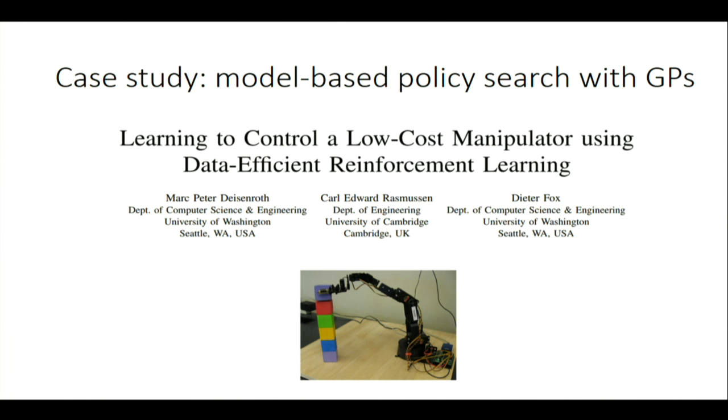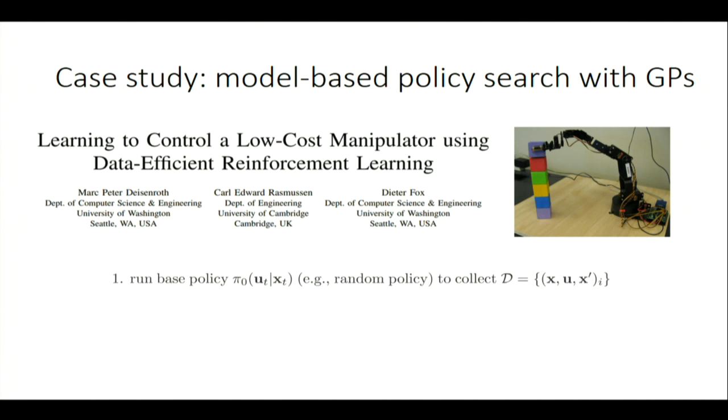So this is an example, actually, of algorithm version 2.0. And it's not using neural nets. It's actually just using Gaussian processes for everything. So this is a paper from Mark Deisenroth from when he was a postdoc at University of Washington. And the goal in this paper is to control this low-cost robotic arm. So here's the algorithm that they're going to be proposing.